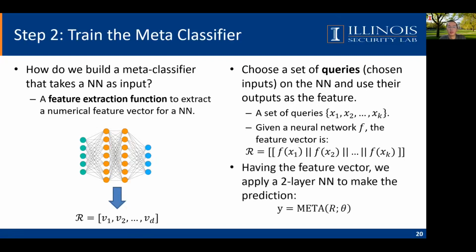Having this feature vector for a neural network, we will use a 2-layer neural network to determine whether the model is benign or Trojan. Note that there may be other design of feature vectors. For example, we can directly use the model parameters as the feature representation. Our intuition here to use this feature vector is that Trojan attack is characterized by its abnormal output on certain inputs, and therefore, we want to use the model outputs on some queries as its feature.